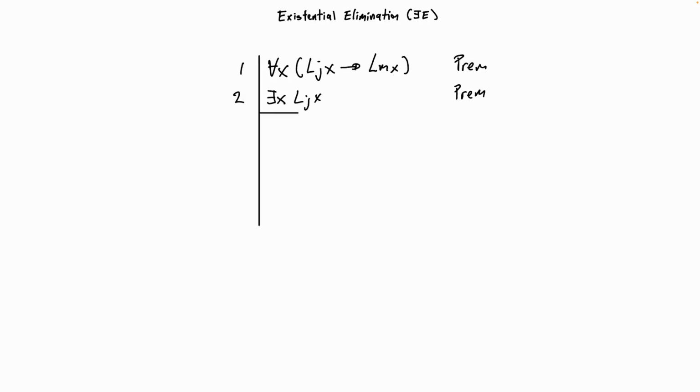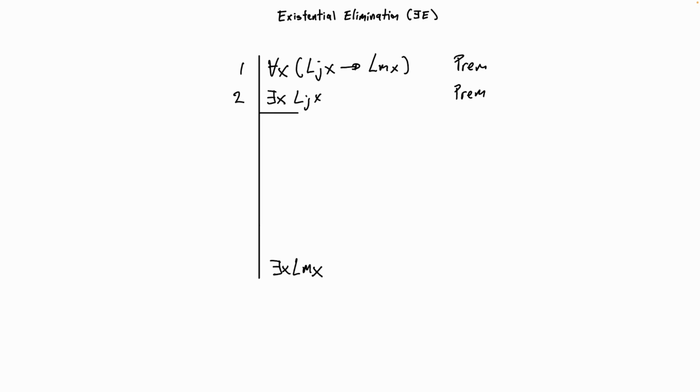So suppose that we have the premise, for all x, if LJx, then LMx: anyone whom James loves, Magnolia also loves. And the premise, there is an x, LJx: there is someone that James loves. From those premises, it follows that there's someone that Magnolia loves. There is an x, LMx. But how do we demonstrate that?